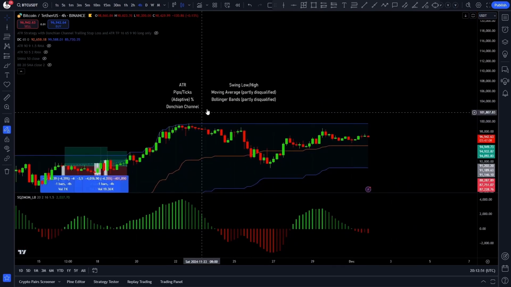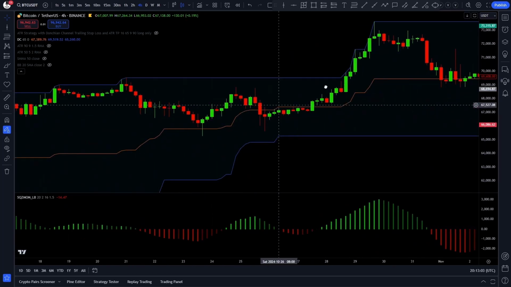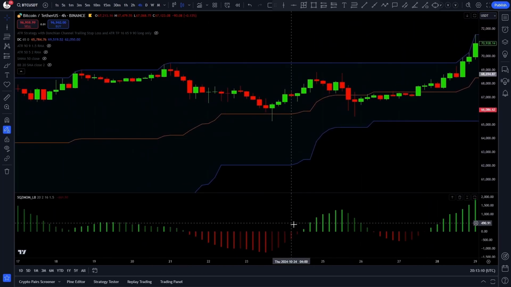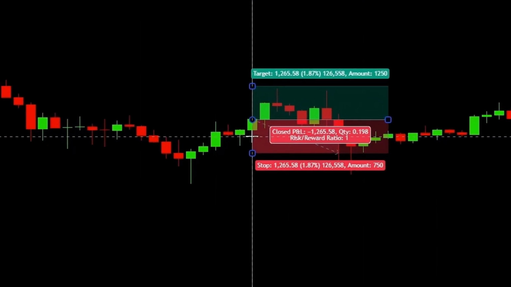The next stop loss will be the swing low, swing high. This is now a bit more complex stop loss. Let's take a quick look. For example, on this entry signal, we enter into the position here. And let's say this swing low, swing high stop loss has a look back value of 10 candles.